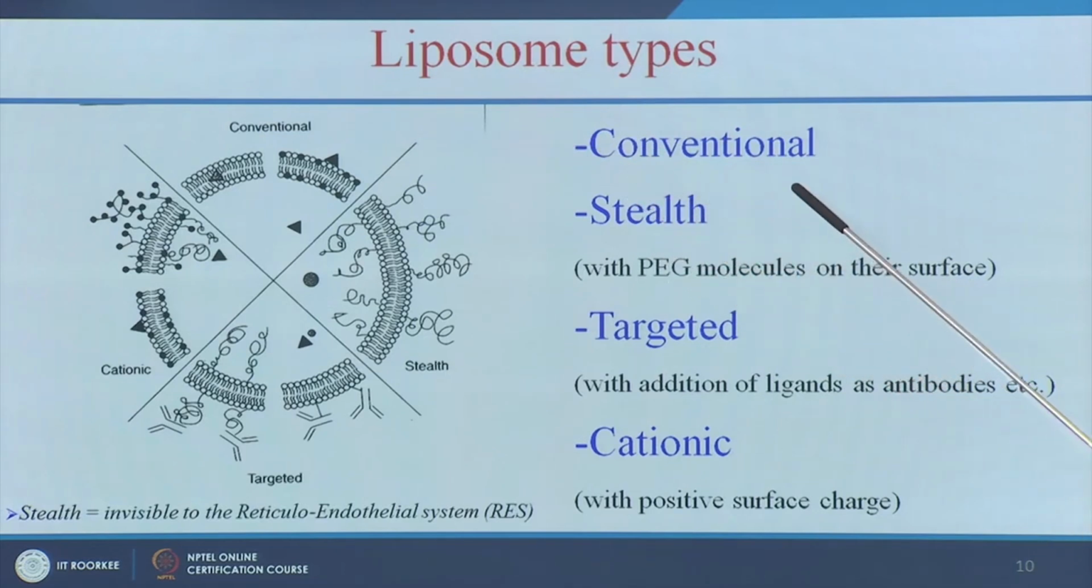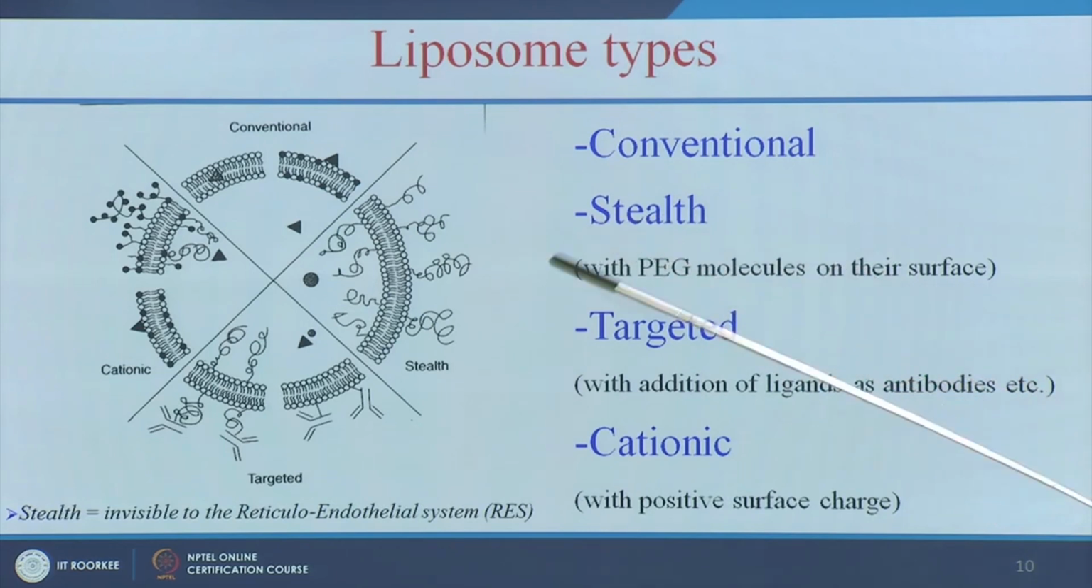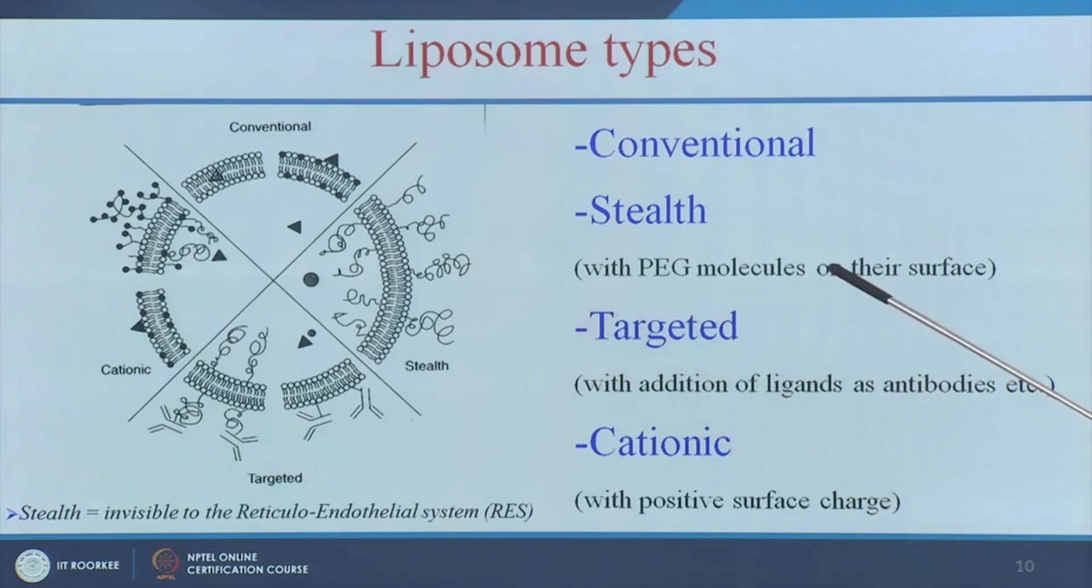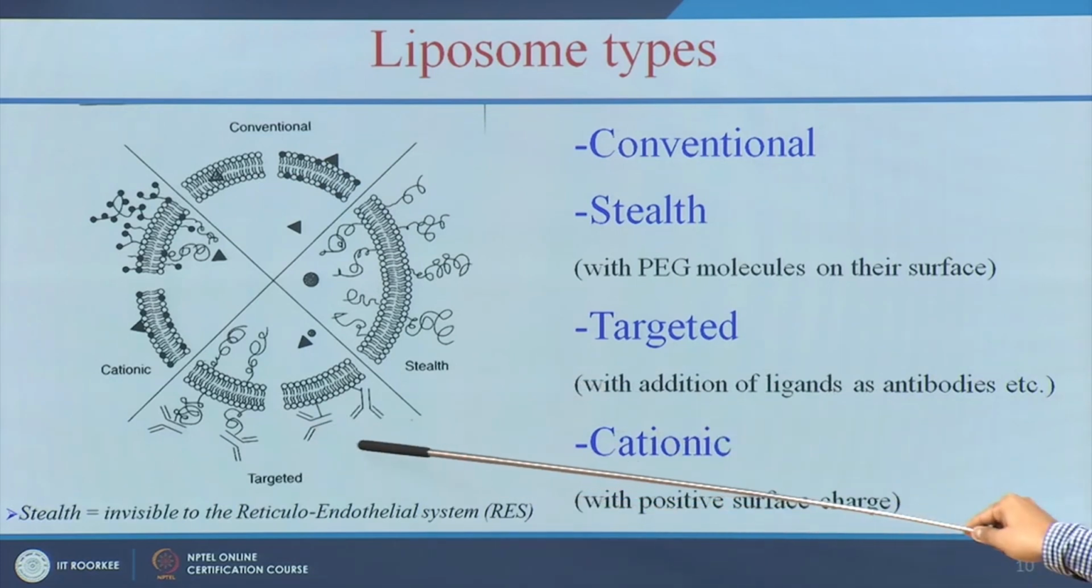The first one is conventional liposomes, and the next one is stealth liposomes. Stealth liposomes are liposomes with polyethylene glycol. The surface of the liposome is covered with polyethylene glycol molecules, which is called stealth technology, and it can escape from the reticuloendothelial system. The third one is targeted liposomes. Here we can add antibodies or specific ligands to target the liposome to a specific cell. That is called a targeted liposome.